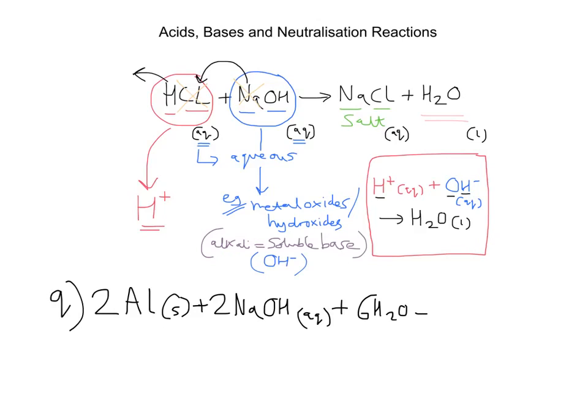6H2O, that goes to 2NaAl(OH)4, and that's aqueous, and 3H2. My writing's gone a little bit messy there, but there's a balanced symbol equation. So you've got a 2 here, a 2 here, 6 there, a 2 there, and a 3 there.